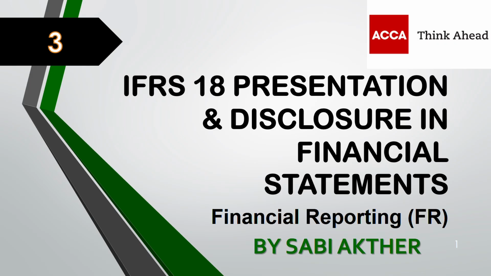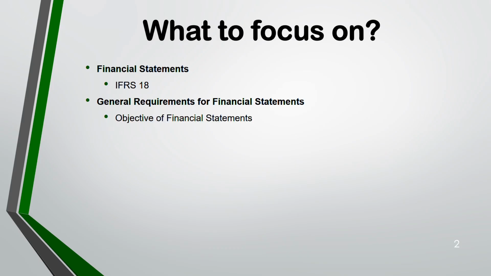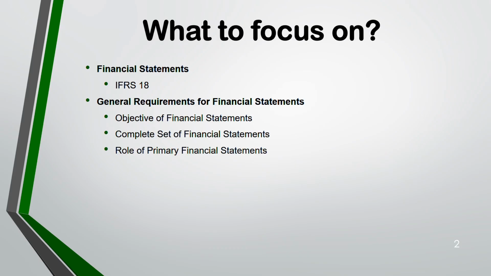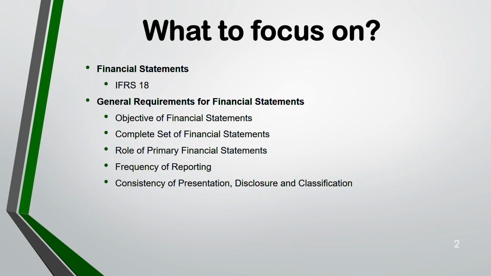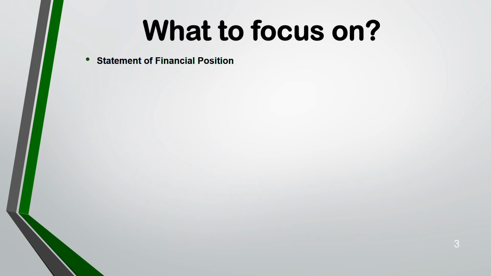In this lecture we are going to go through the financial statements under IFRS 18, then the general requirements for the financial statements under IFRS 18. First, the objectives of financial statements, complete set of financial statements, role of the primary financial statements, frequency of reporting, consistency of presentation, disclosure and classification, comparative information, aggregation and disaggregation, principles of aggregation and offsetting. When can you offset? Then statement of financial position.